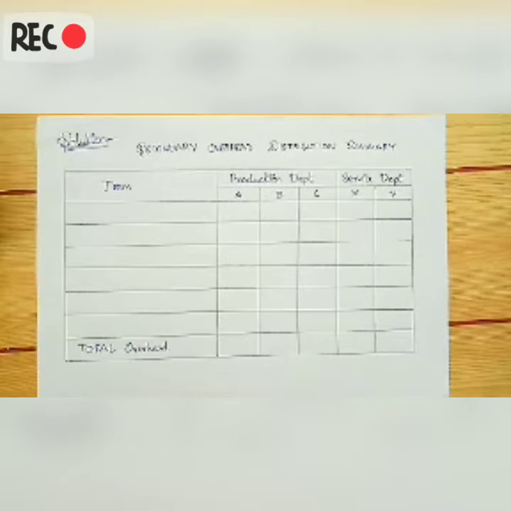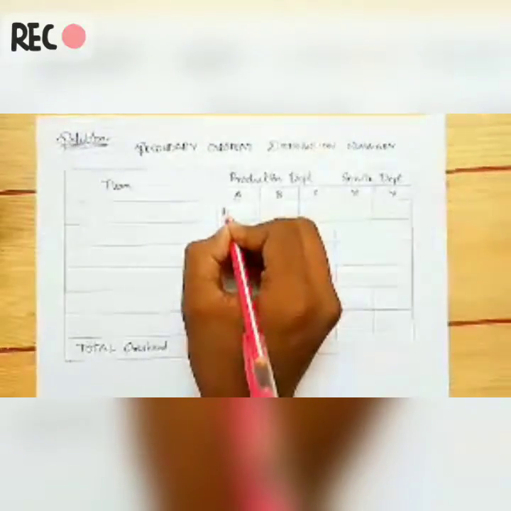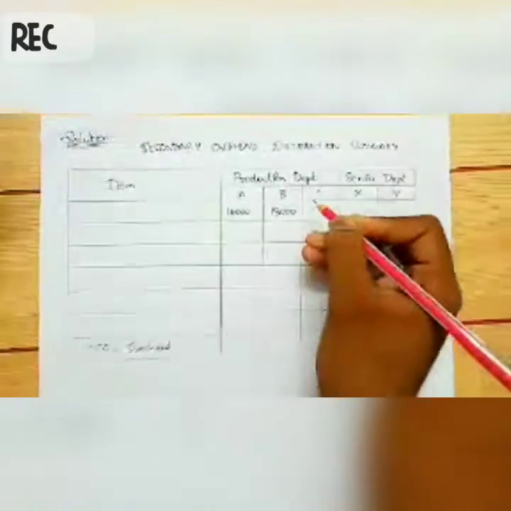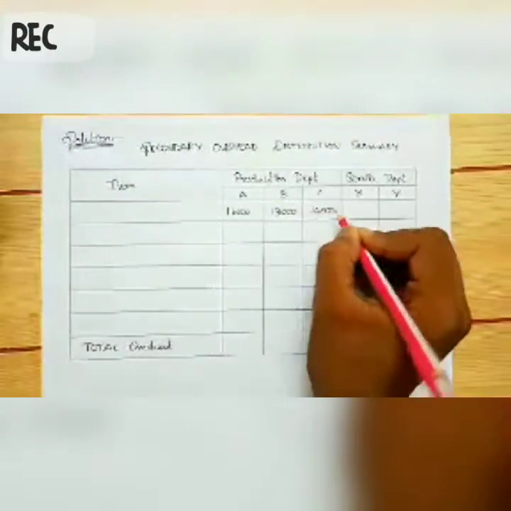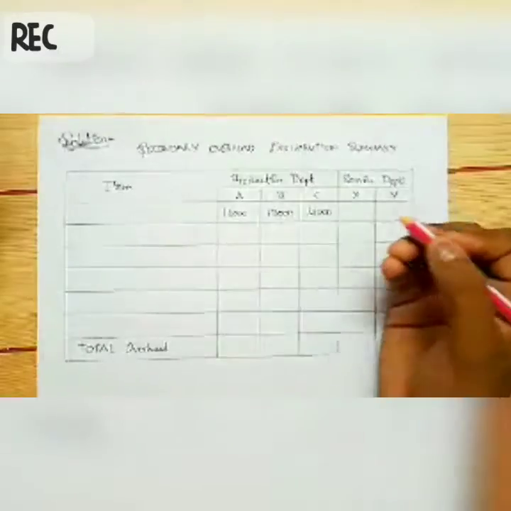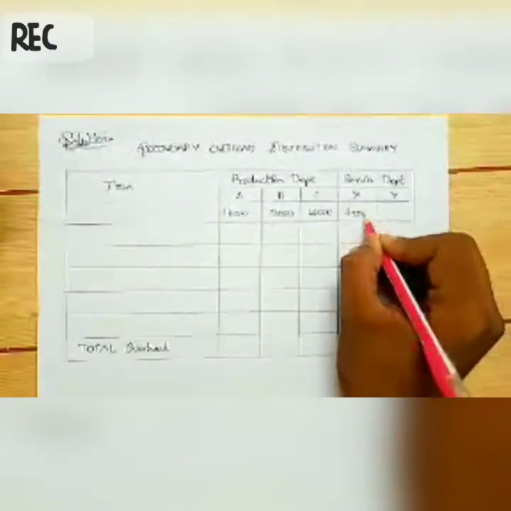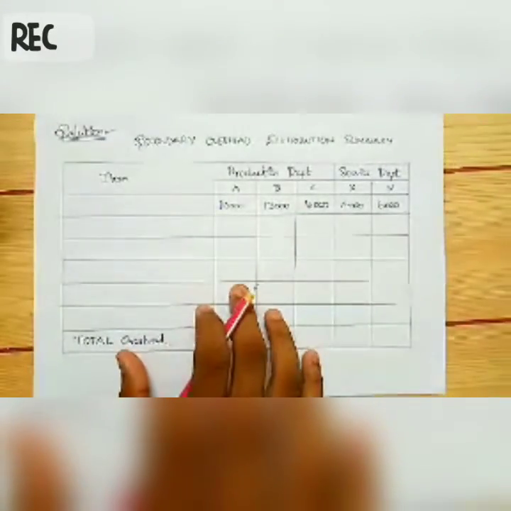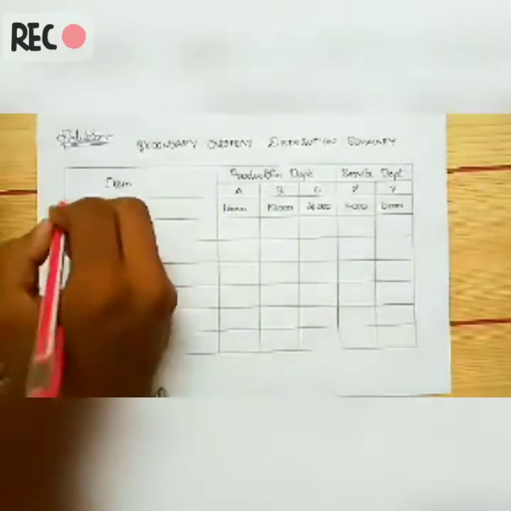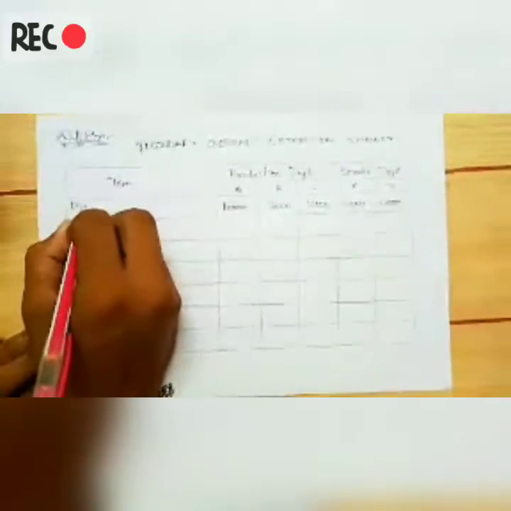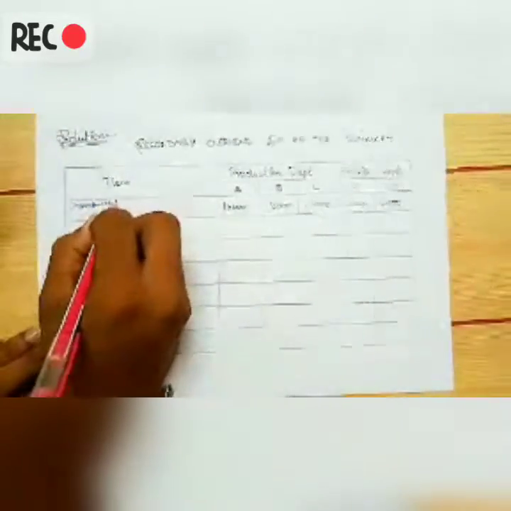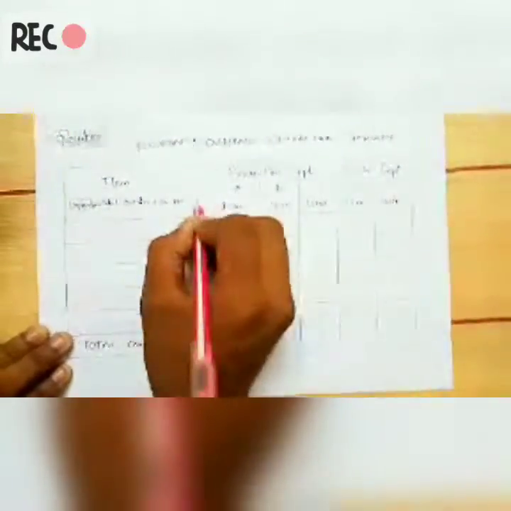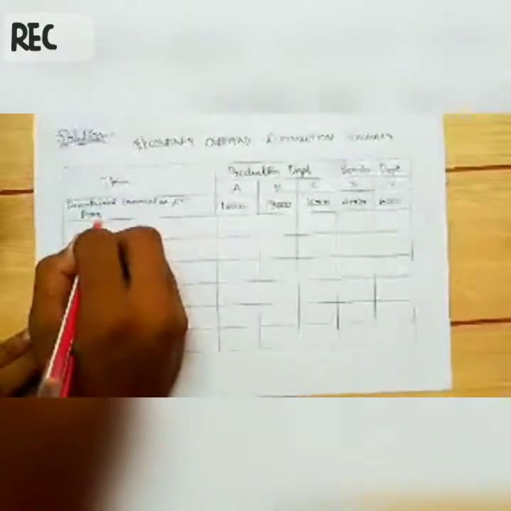Production department A rupees 16,000, B rupees 13,000, C rupees 14,000. Service department X rupees 4,000, Y rupees 6,000. In the item column, we should write departmental overhead as per primary distribution.